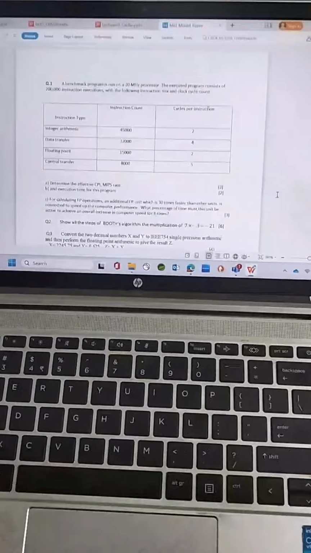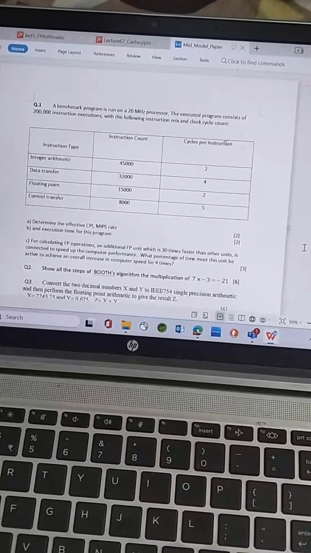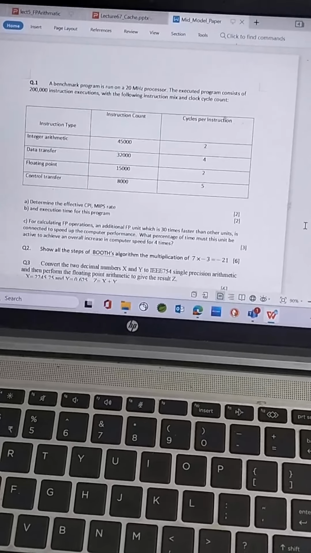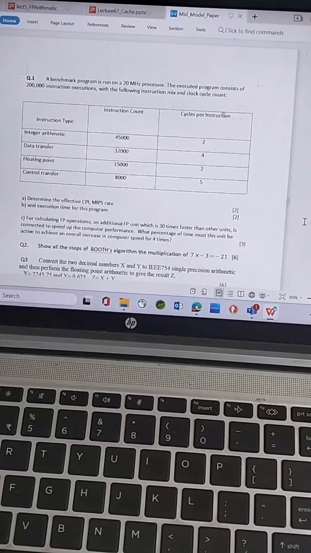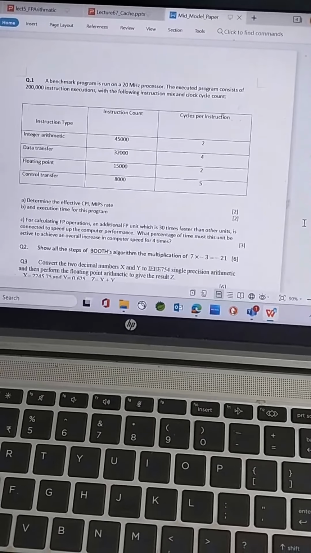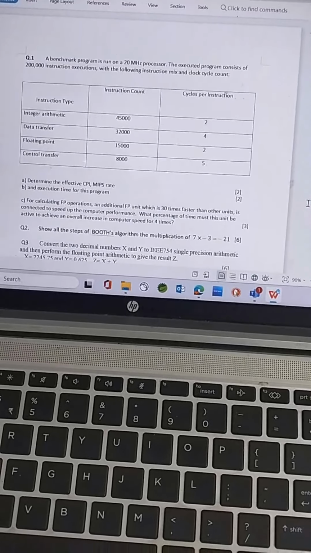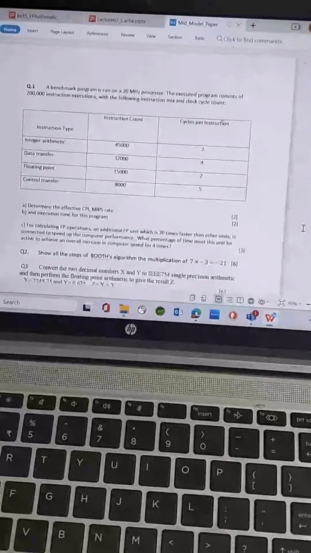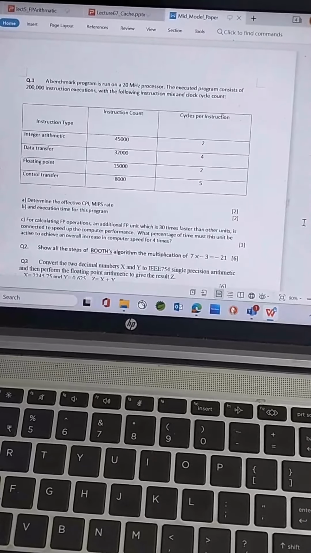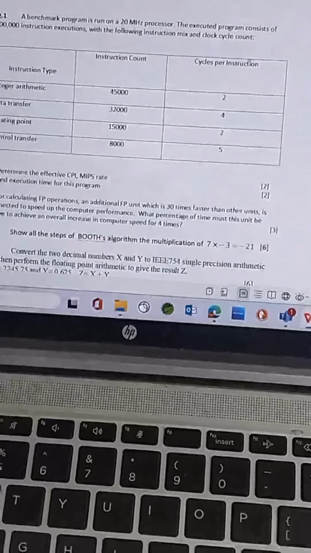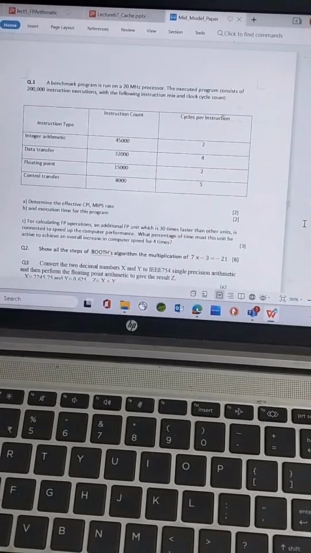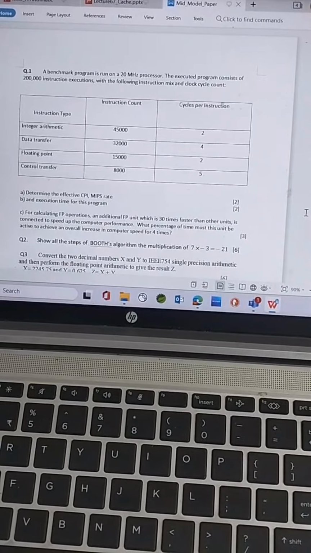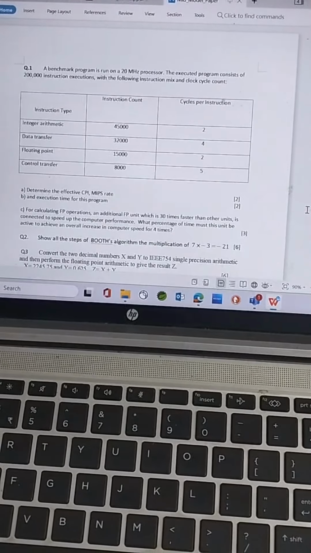You can see this, right? Is it clear, Gautam? Guys, open the sample paper. Yes Mustafa, everyone please open the sample paper. If you open it in your system, it will be very easy. I will be reading the question from that and answering. You can see this question in this as well. It is clear, right? See, a benchmark program is run on a 20 megahertz processor. The executed program consists of 200,000 instruction executions with the following instruction mix.